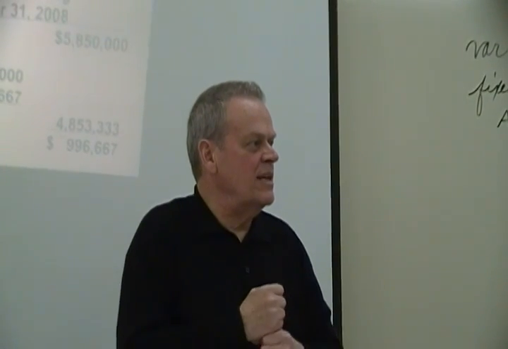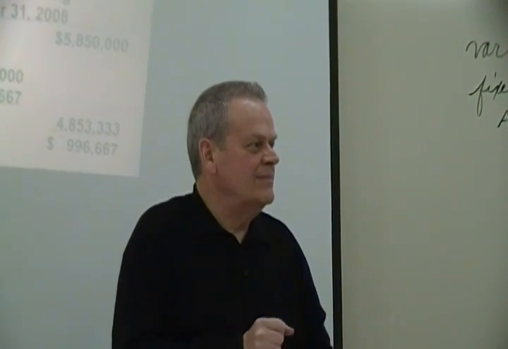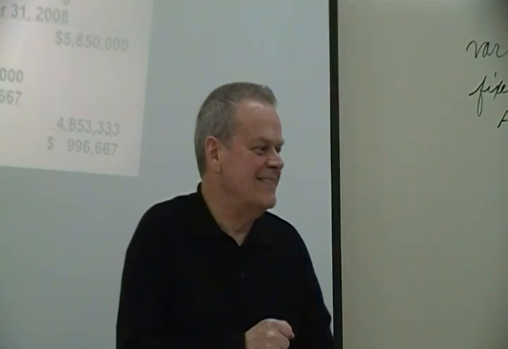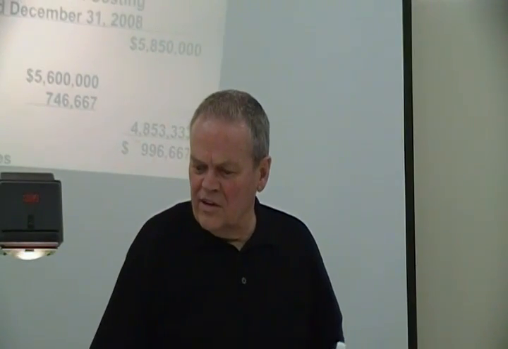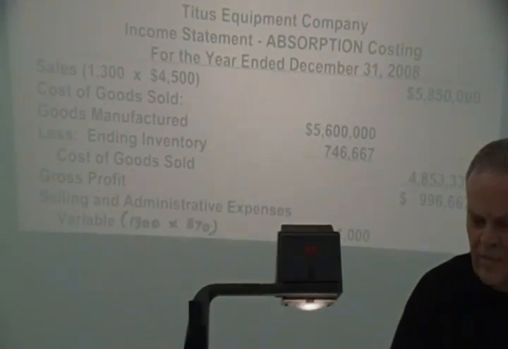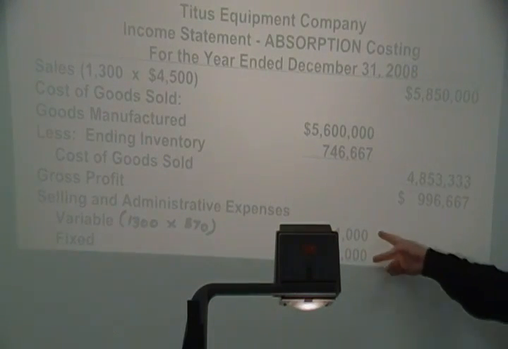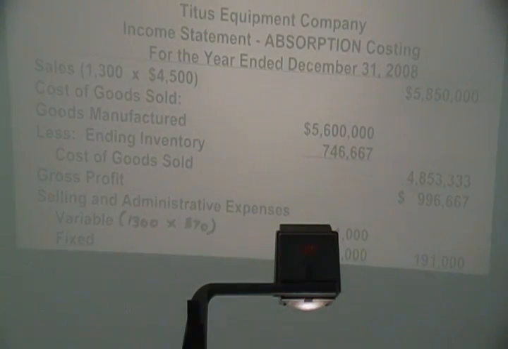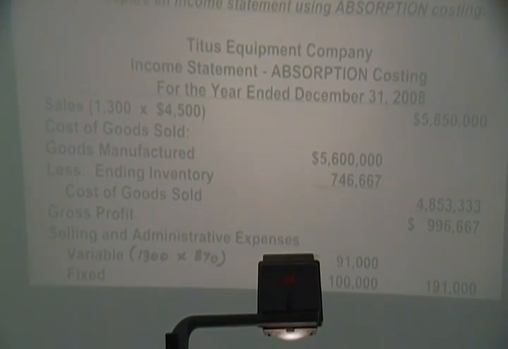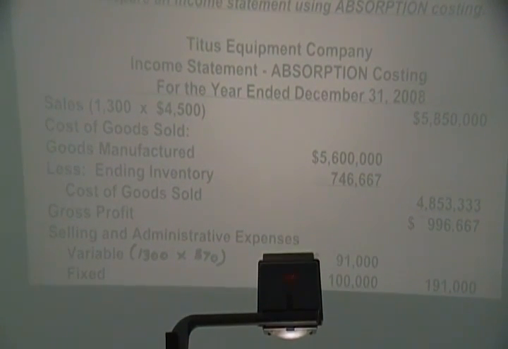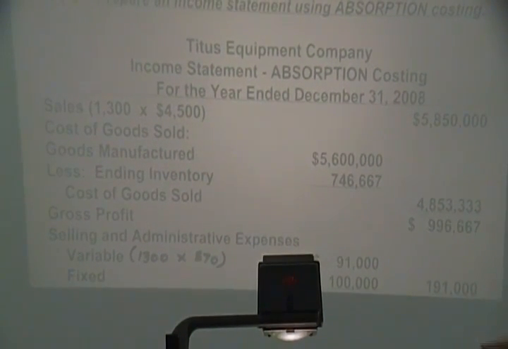I think Toby's got something he'd like to say. So variable cost for selling and administrative expense is 70 times 1,300. 1,300 times 70 is 91,000. 91,000 in variable cost. That's right. 100,000 in fixed cost. I probably wouldn't show these two numbers separately. It's just this week we're doing this. Here's $191,000 of selling and administrative expenses. What are we going to do with that number, Toby? Subtract. Gross profit minus this number is going to give us net income.